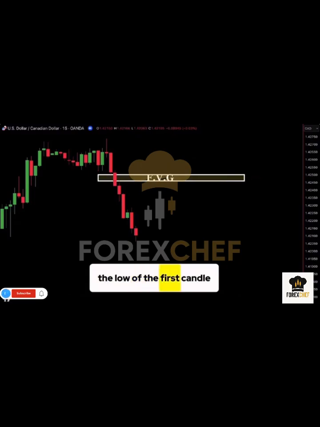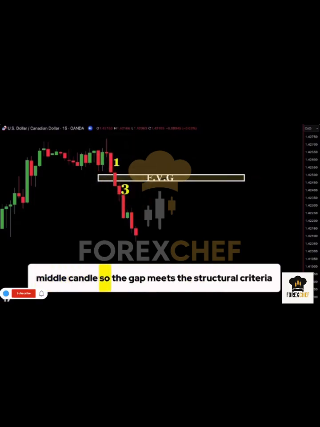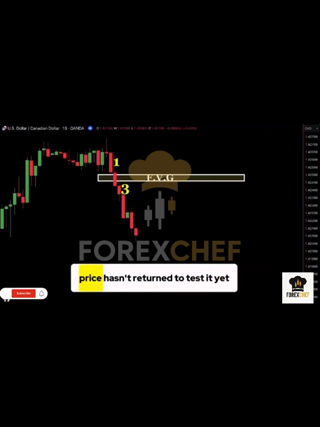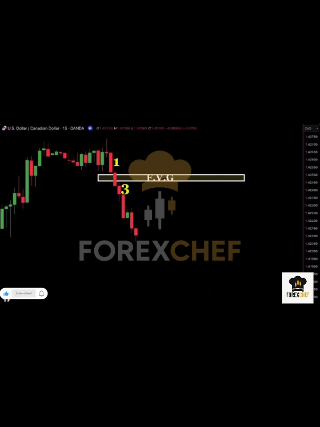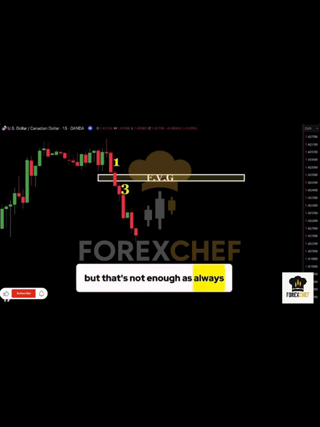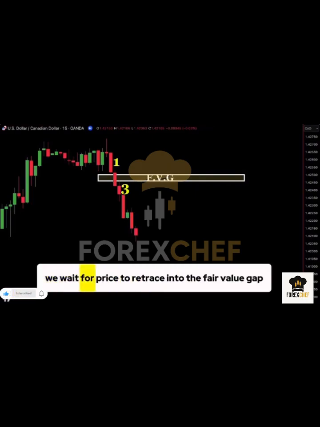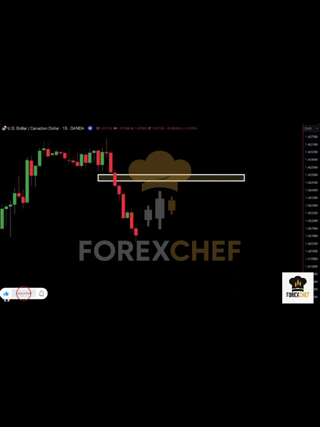The low of the first candle and the high of the third candle don't overlap with the strong middle candle, so the gap meets the structural criteria. The gap is unmitigated. Price hasn't returned to test it yet. While the size isn't large, it's acceptable and still shows imbalance. But that's not enough. As always, we need confirmation. We wait for price to retrace into the fair value gap and watch for a strong rejection.